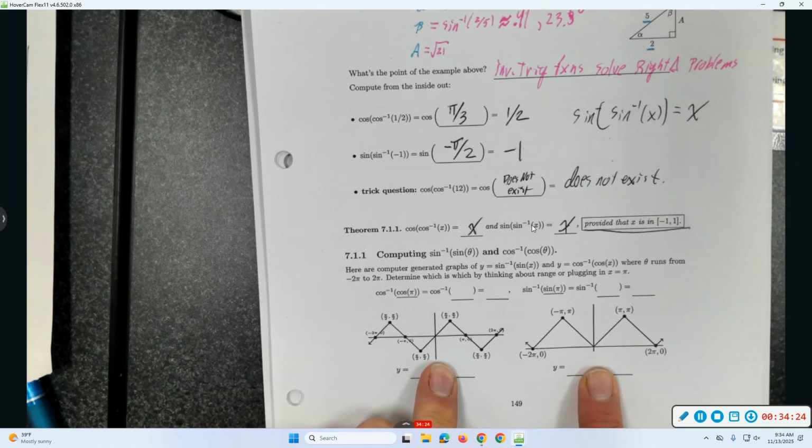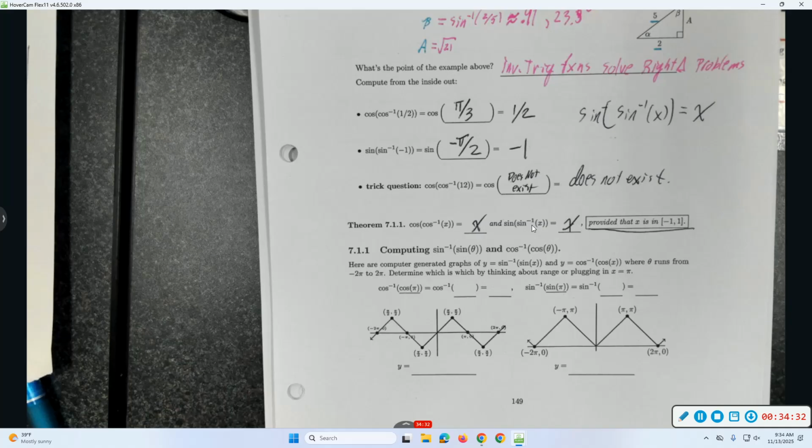One of these is inverse cosine of cosine of x equals y. One of these is inverse sine of the sine of x equals y. Let's try to decide which one, and let's do it by plotting some points. I think x equals pi will do because at x equals pi the two graphs are different. So let's compute inverse cosine of the cosine of pi.